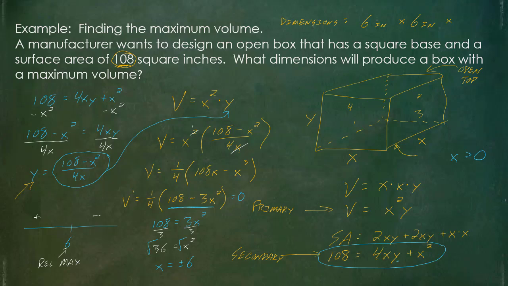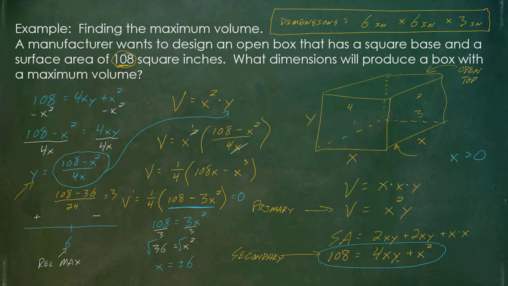So I would just need to figure out what is 108 minus 6 squared, so that would be 36, over 4 times 6, so that would be 24. And if I go ahead and simplify that, 108 take away 36 would be 72, and then divide that by 24 gives me a value of 3. So the third dimension of this would be by 3 inches to be able to maximize this volume in this scenario.